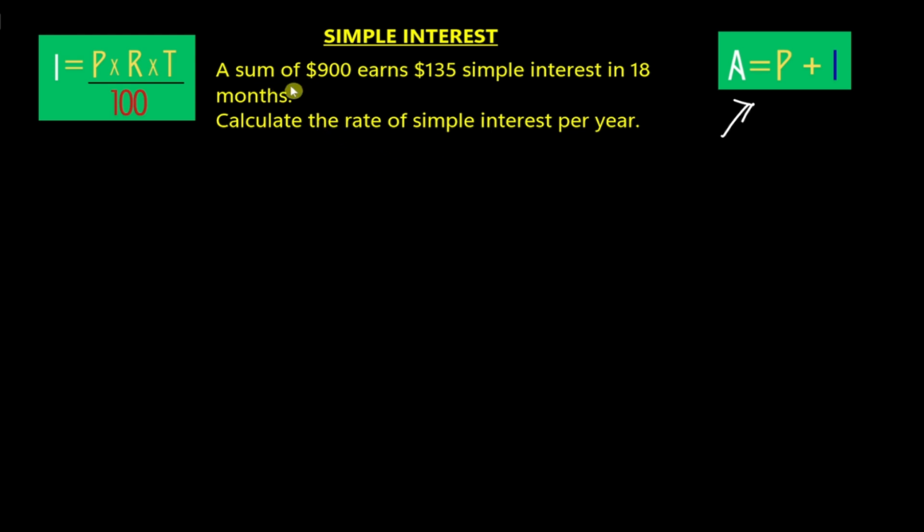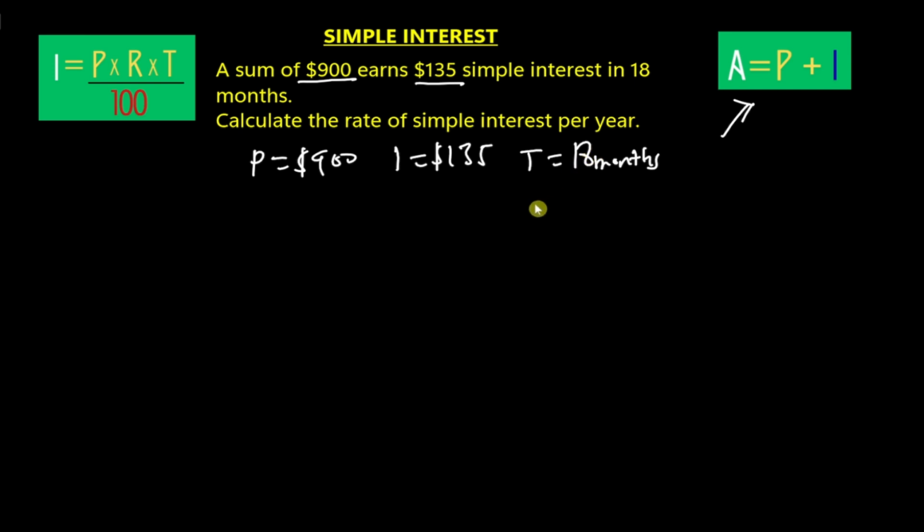Now this 900 is the principal. So let's write it here. P, which is $900, earns 135 simple interest. So the interest, which is I, is 135 dollars in 18 months. The time is 18 months. Calculate the rate of simple interest per year.